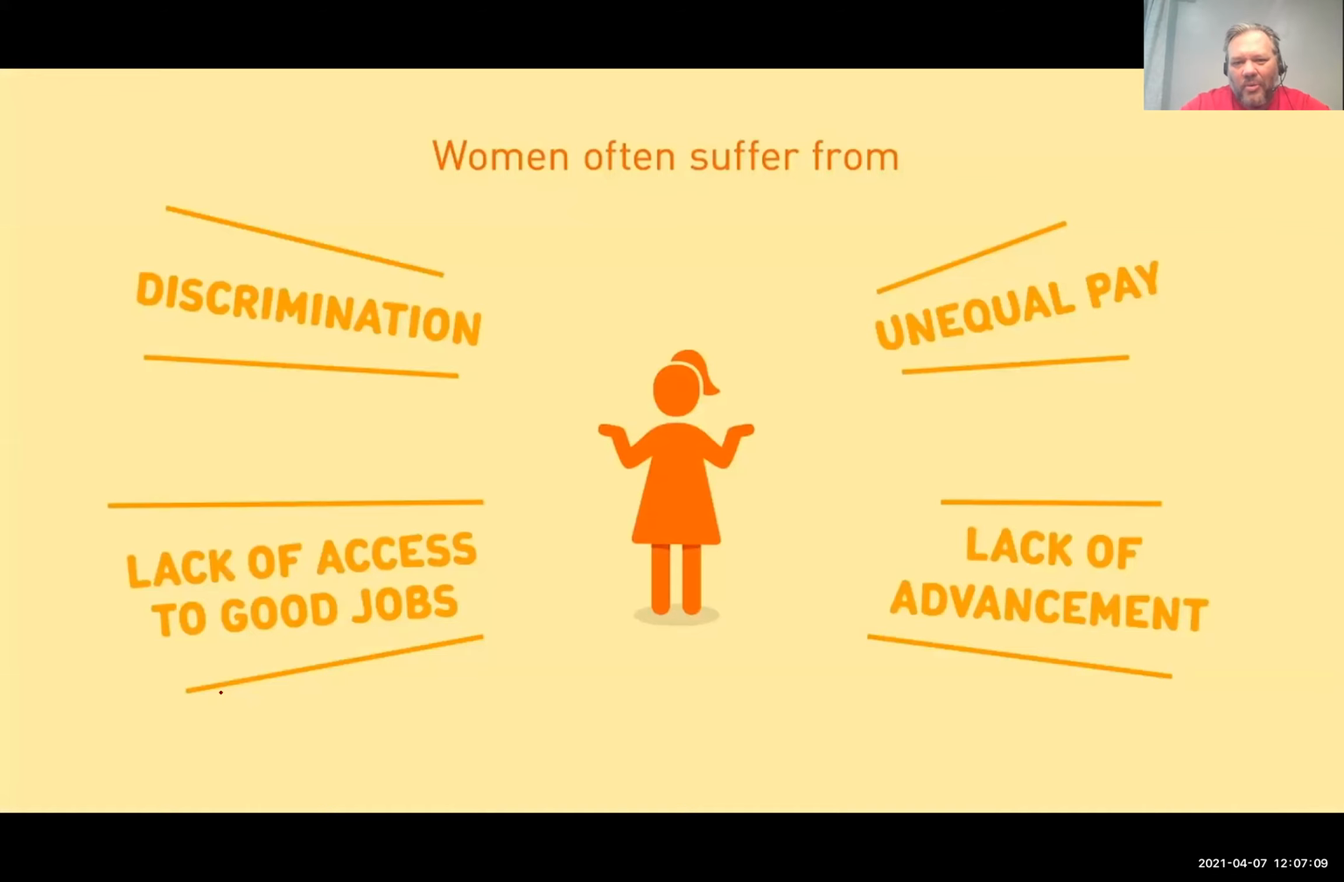So obviously, women suffer from a lot of different types of challenges. We'll say there's one nice word for it. These are the other more appropriate words for it. So flat out discrimination. There can be lack of access to good jobs, unequal pay, lack of advancement. You may have heard this term, the glass ceiling. A glass ceiling is this kind of invisible barrier for women in the workforce in terms of upward mobility.